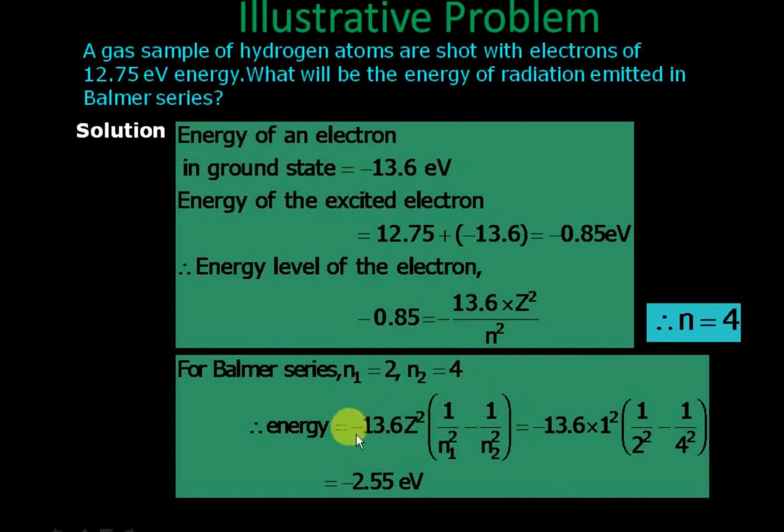So energy is equal to minus 13.6 into Z square into 1 upon n1 square minus 1 upon n2 square. So that is equal to delta E, that is minus 13.6 into 1 square into 1 by 2 square minus 1 by 4 square. So that comes out to minus 2.55 electron volt.